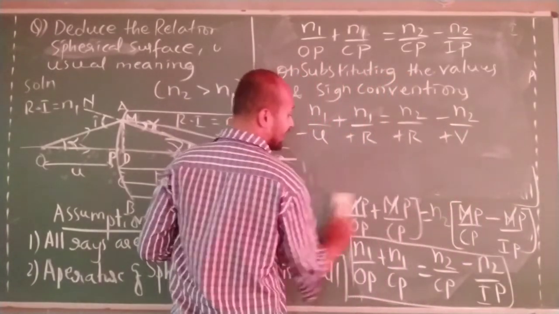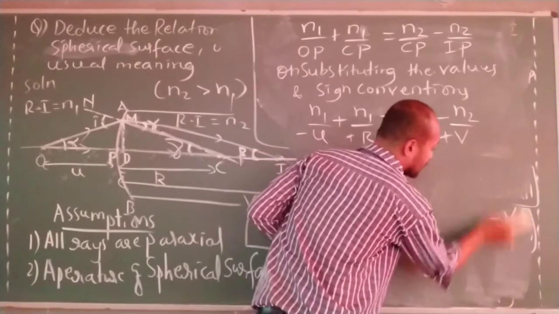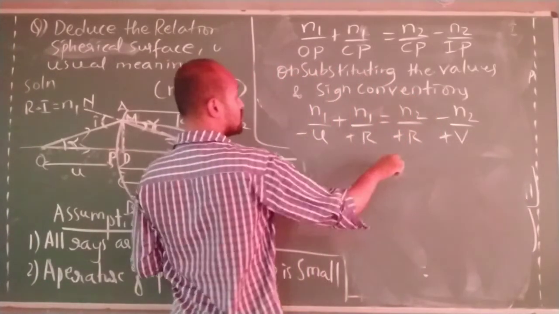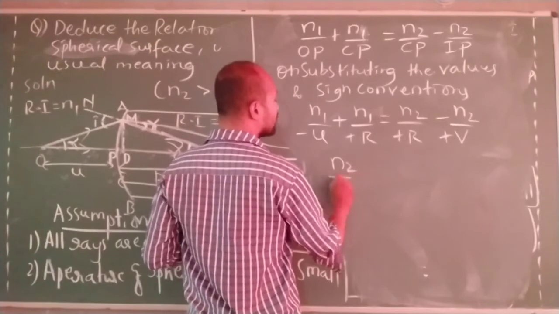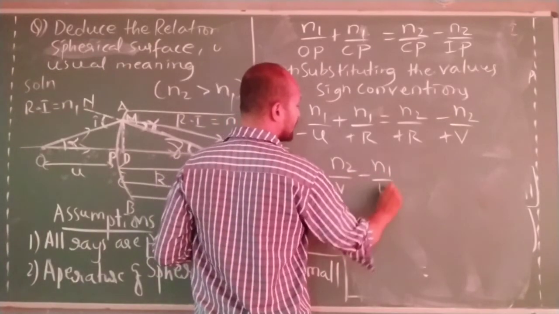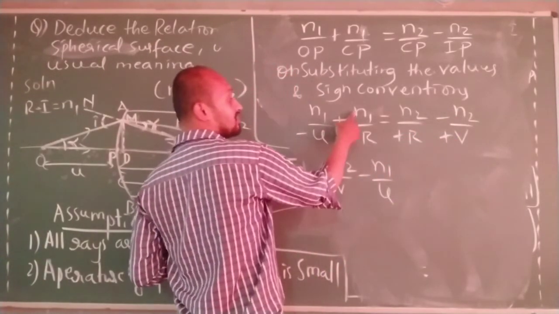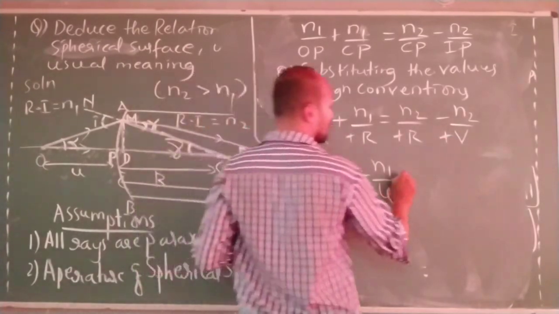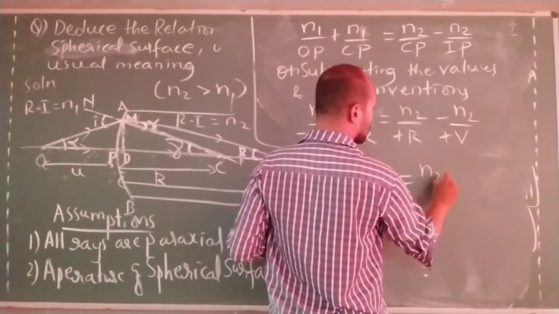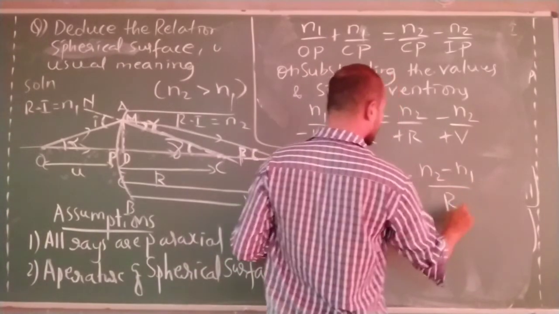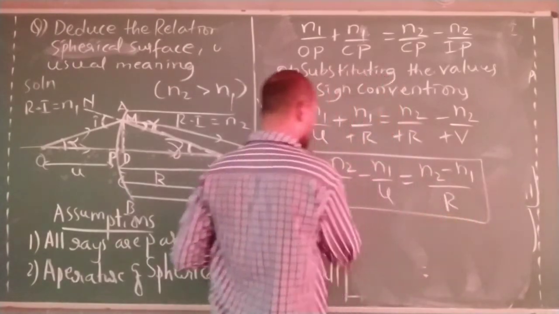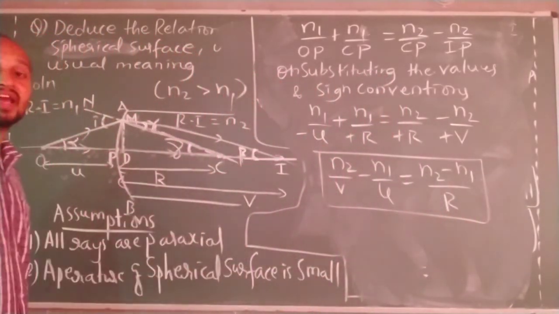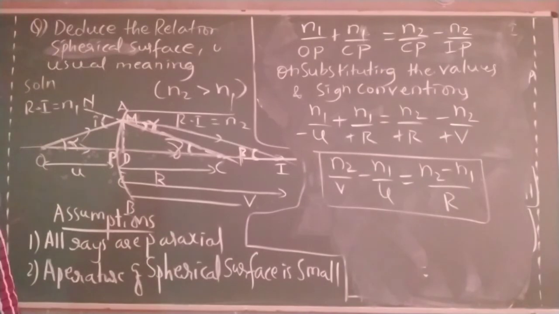If you rearrange the terms, you are going to get N2 by V minus N1 by U. I will bring this term to this side. N2 by V minus N1 by U will be equal to N2 minus N1 by R. This is a very important equation. From this equation only I have derived the Lens Maker's formula.